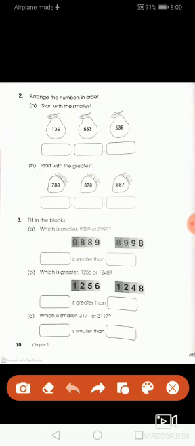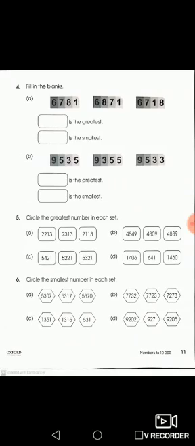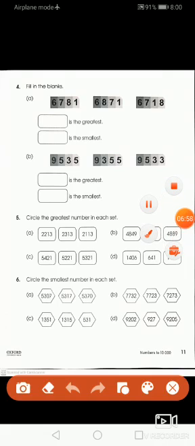Now please see the next page, that is page number 11. In question number 4, the question is fill in the blanks. In this question also you are finding which number is the greatest and which is the smallest. I hope you will solve it by yourselves, everyone, and the B part also. In question number 5, circle the greatest number in each set. And in question number 6, circle the smallest number in each set. Kindly solve it by yourselves, everyone, and I hope you will understand. Thank you.